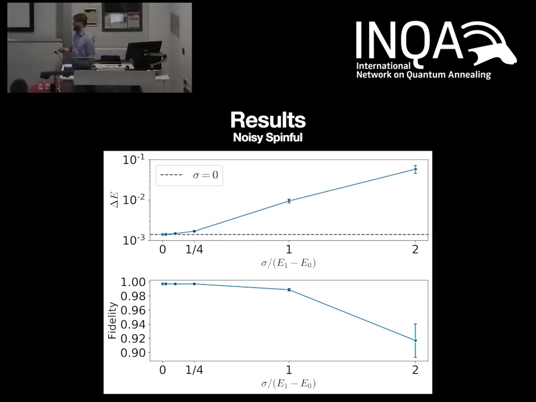Additionally, we looked at noise properties and this is a big simplification to what one would expect from a real hardware.